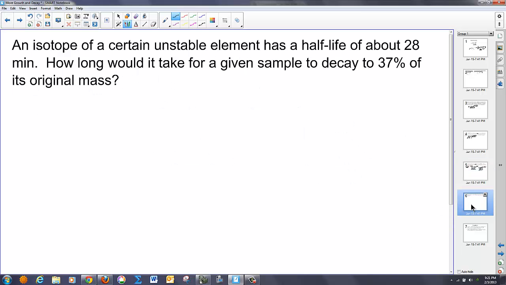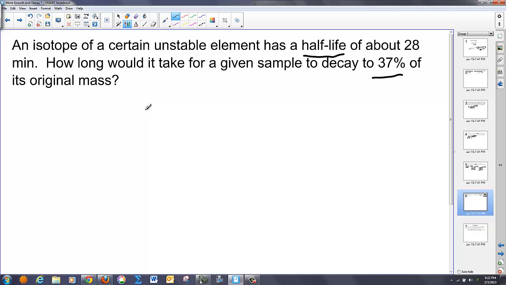Last example. We know that an isotope has a half-life. That's a decaying life of about 28 minutes. We want to know how long it would take a sample to decay to 37% of its original mass. All right, again, kind of a difficult problem. We don't know how much we start with, but we know it goes to 37% of the original mass.